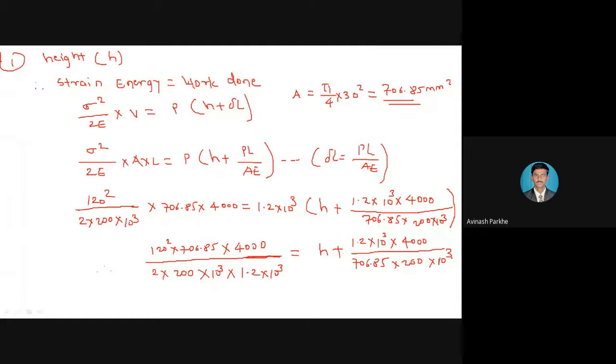So at the right side, H plus the remaining term is there. At the left side, all the parameters are known, and their values are given. So try to do the simplification or separate calculation at the left side. What will be the value? Please check your answer.